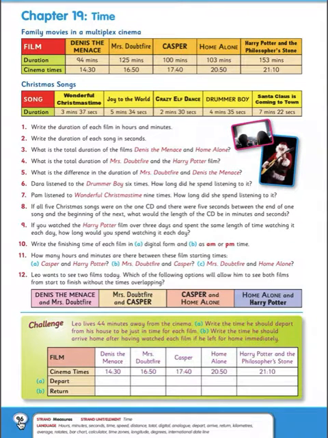We're doing page 96 and this week we're doing time for the whole week. So this top box here shows the name of the film, underneath that the duration of each of the films, and then the times that they began. Then the Christmas songs gives you the title of the Christmas song and the length of time, the duration of the song.